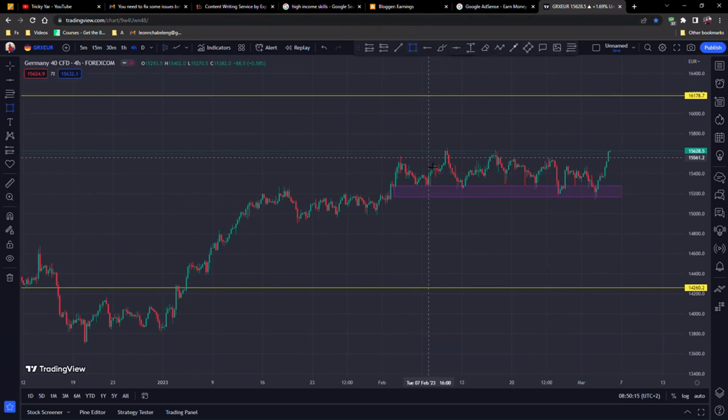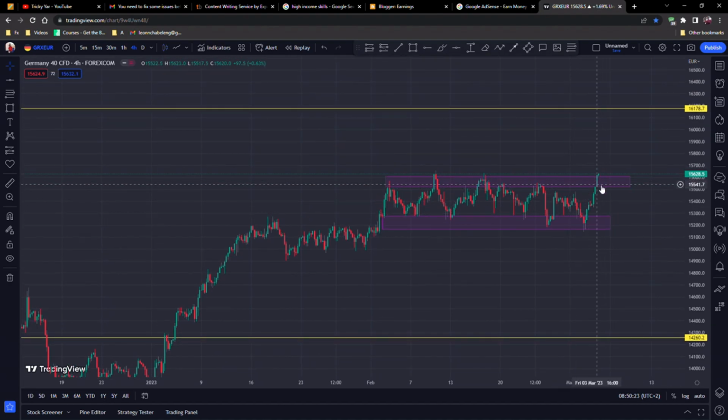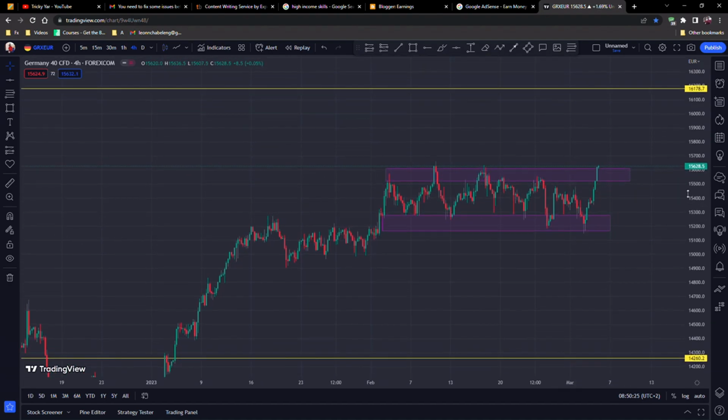German 40 or German 30 was still in consolidation, right? You can see that we're in that consolidation phase, and we are closing above, but we did close above with a doji. So should we get a bearish candle, we can look at that as a reversal and then take our sell entry.